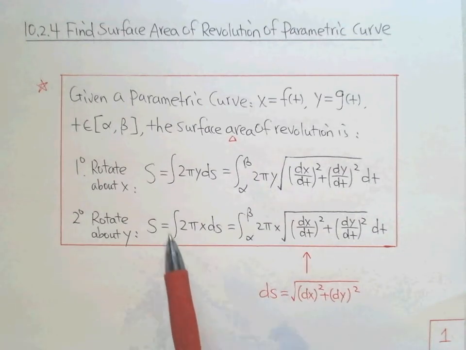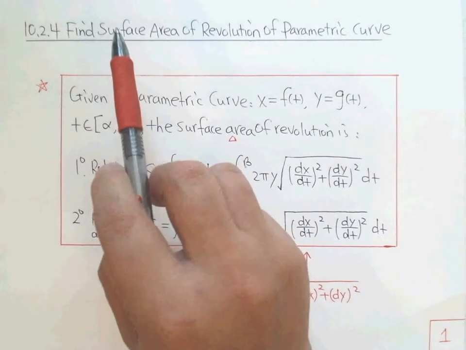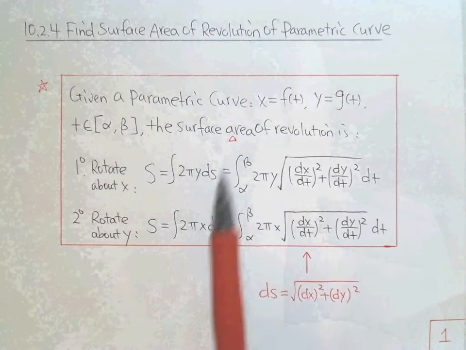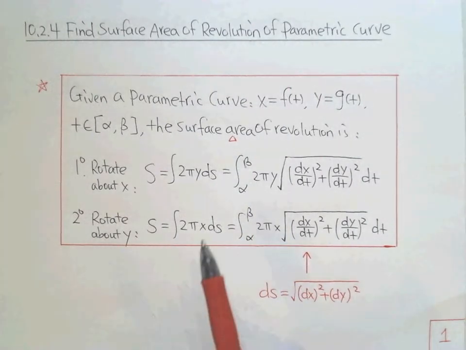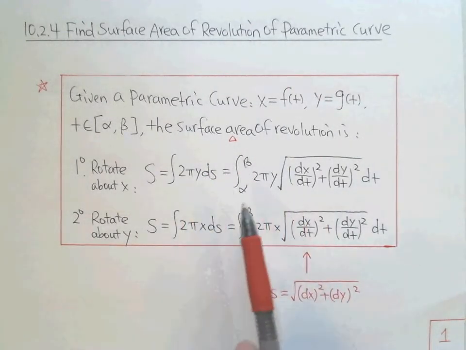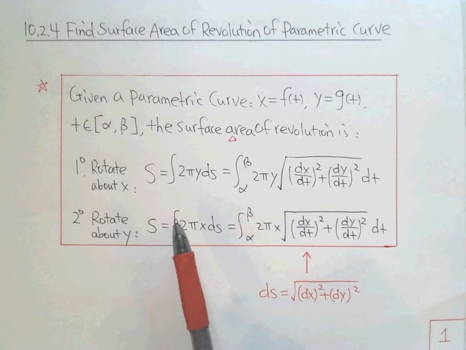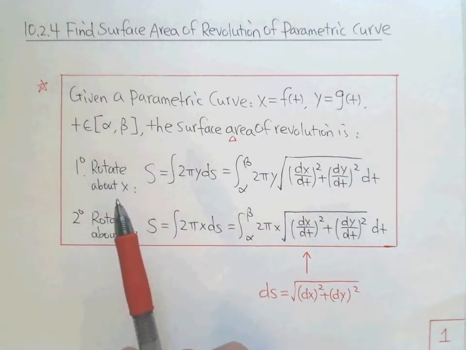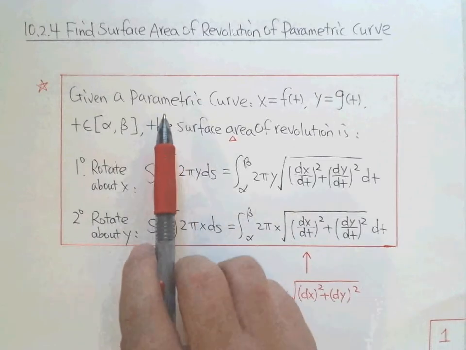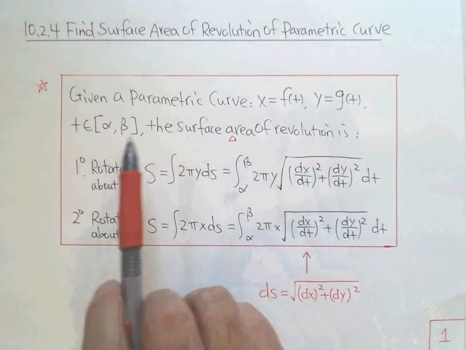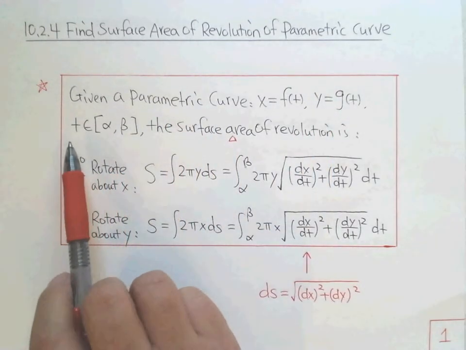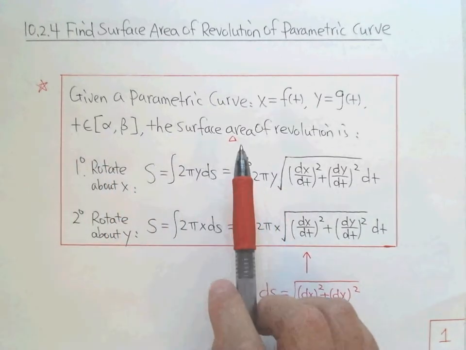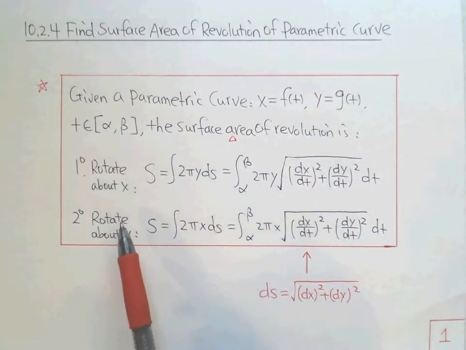In this lecture, we are going to find the surface area of revolution. First, I summarize all the formulas here. We have two types of formula, depending on rotating about x or y. For a parametric curve, the parameter theta is from alpha to beta. So for the surface area of revolution, we have two types.